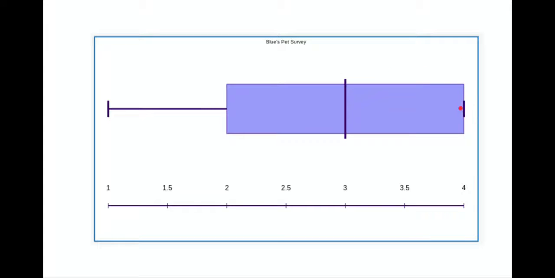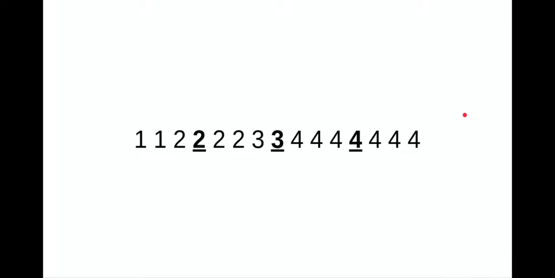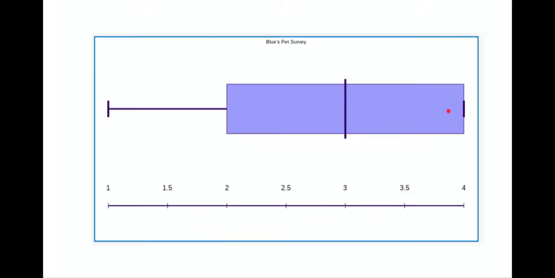And then over here, you see there is no whisker because, if I just go back real quick, the highest number and our upper quartile are actually one and the same number. They are the same number. So sometimes you might have no whiskers or one whisker. It's okay.